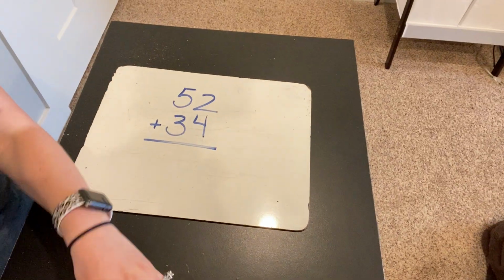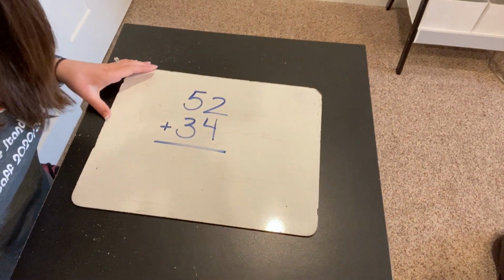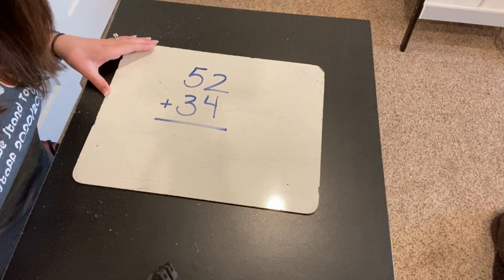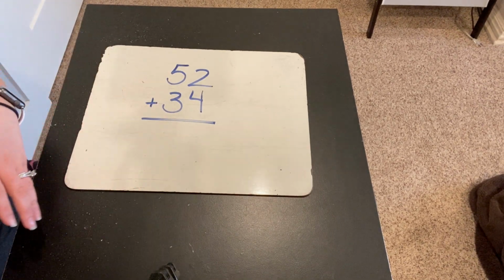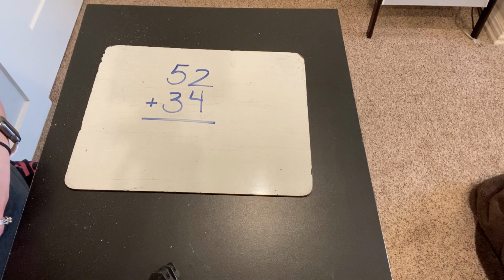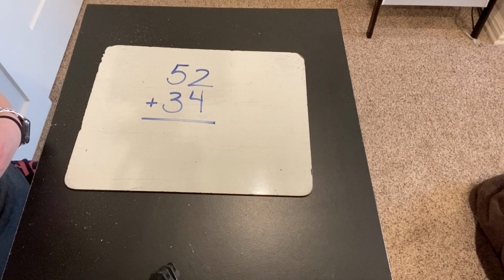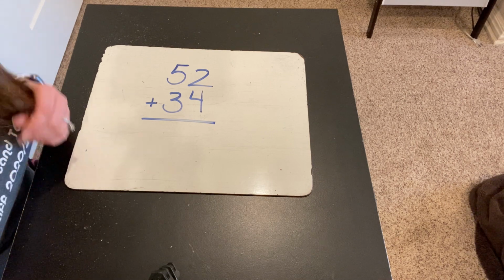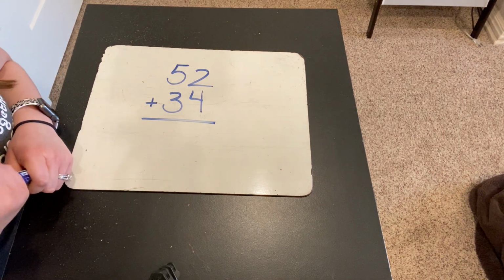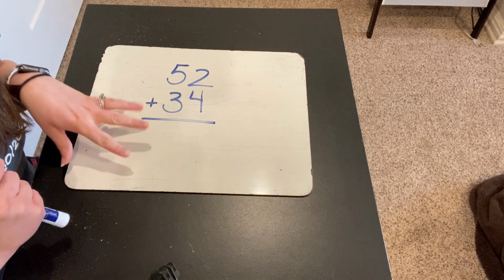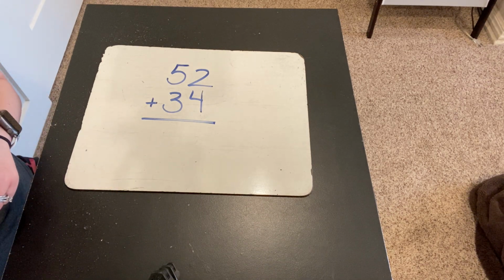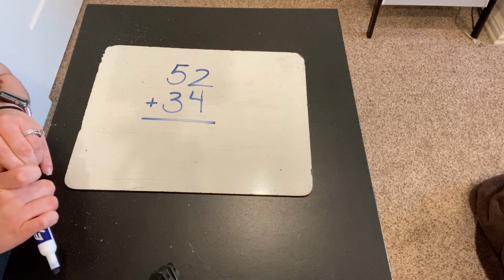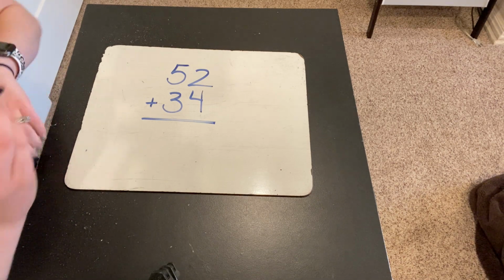All right, so today for our number talk, we have 52 plus 34. And what I want you to do, if at your house you have a piece of paper and pencil or a dry erase board and a marker, I want you to grab those supplies and then come back and solve this problem, and then we'll check it together. So right now, press pause, get what you need, solve this, and then come back and we'll check it. Okay, so let's see how you did on 52 plus 34.